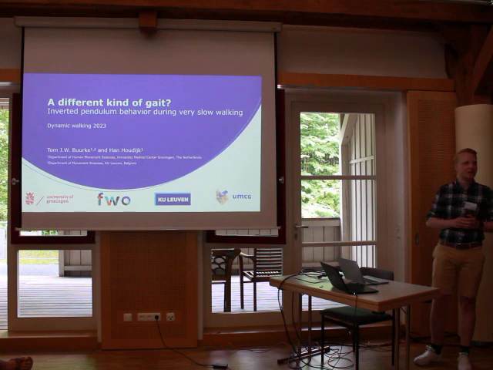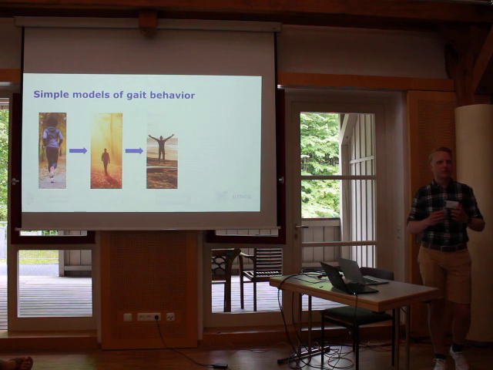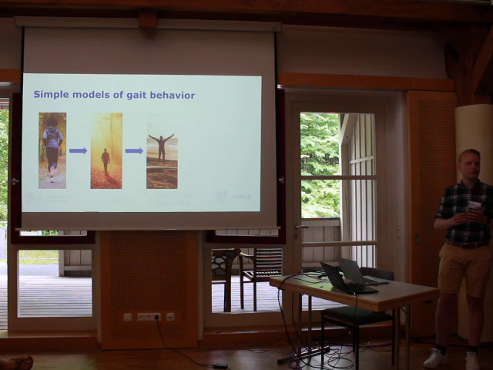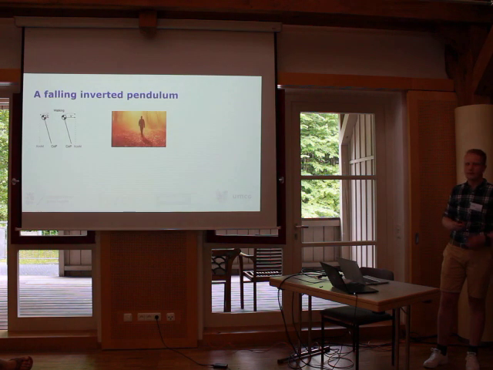It's about very slow walking instead of faster walking. Very often in our work we use simple models to describe gait behavior, and we can use spring mass models for running, inverted pendulum models for walking, or for standing. But today I want to focus on what happens in between walking at a nominal speed and standing still. So we're going to look at very slow walking.